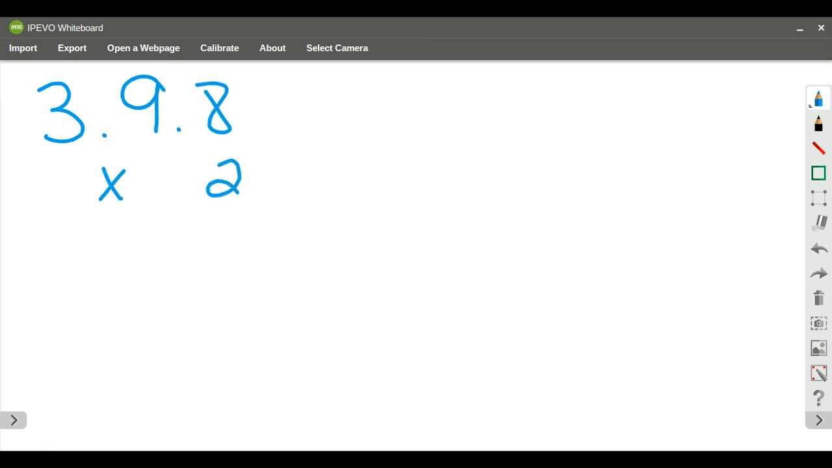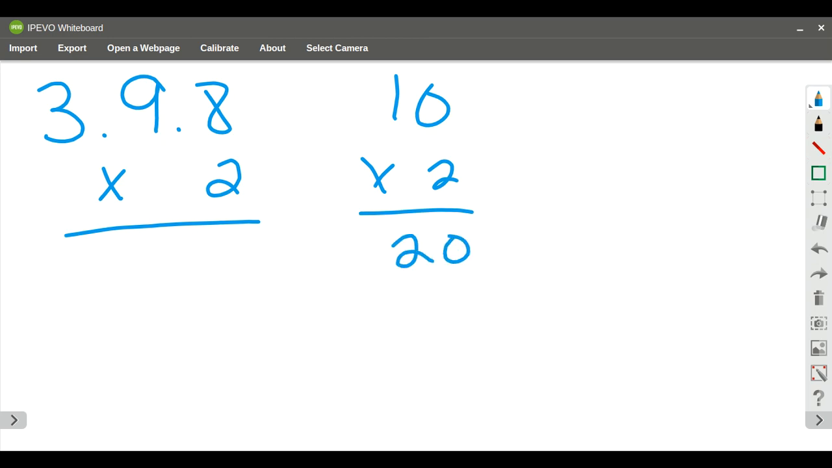multiplied by 2. So I'm going to go ahead and do my estimate first. So 9 8/10 multiplied by 2. Well, that's going to be 10 multiplied by 2. I'm going to get 20. So my answer should be somewhere around 20.